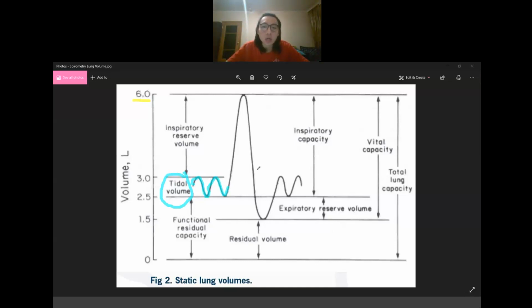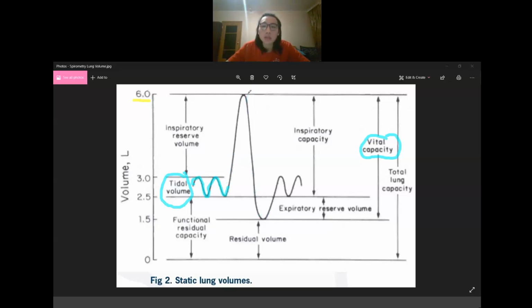The next parameter that is clinically significant is your, let's see, which one do I want to choose? Let's do vital capacity. Okay, this is the next one that is clinically significant. What is vital capacity? Vital capacity basically is the amount of air the patient can maximally inhale and maximally exhale.